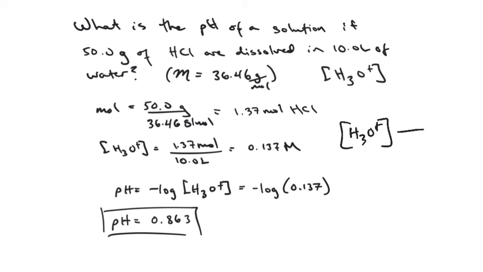This time you're starting in the top left of the pH square, and you're going to the top right. So there's only one calculation to go from hydrogen ion concentration to pH, or just hydronium concentration to pH. That's negative log of that value. So negative log of 0.137 is 0.863. Hopefully you did well on that.